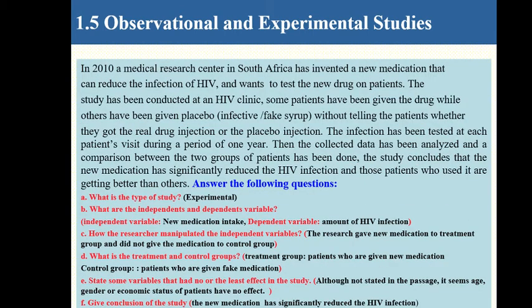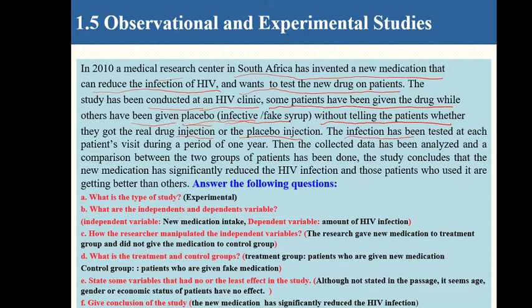Now let's look at this example here. In 2010, a medical research center in South Africa has invented a new medication that can reduce the infection of HIV and wants to test the new drug on patients. The study has been conducted at an HIV clinic. Some patients have been given the drug while others have been given placebo, which means like fake syrup or ineffective syrup, without telling the patients whether they got the real drug injection or placebo injection.